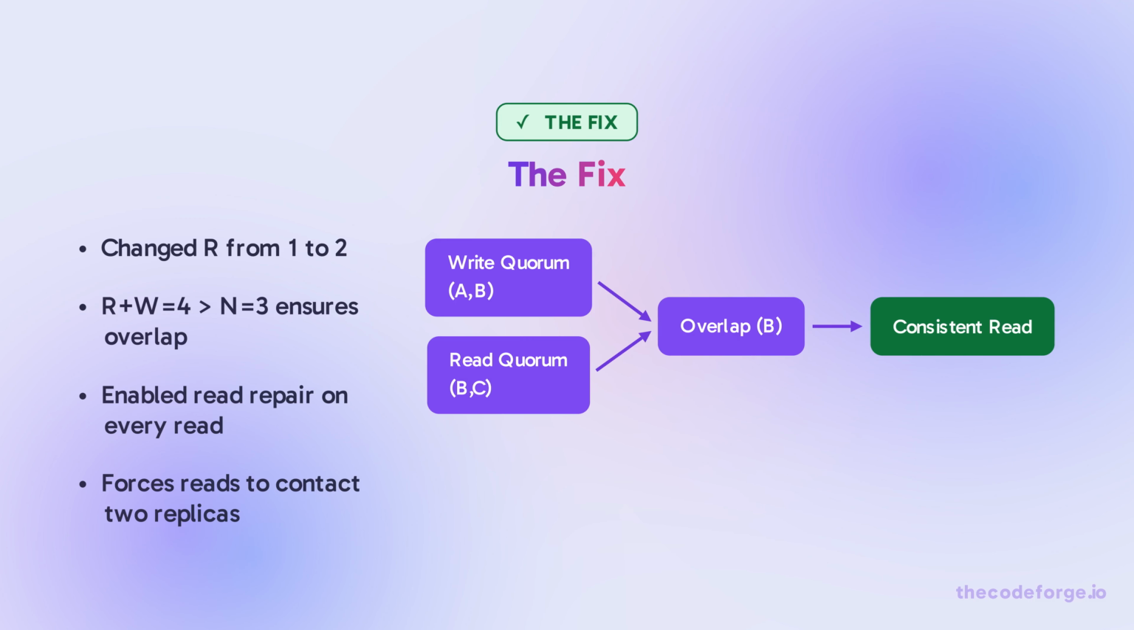The fix was to change R from 1 to 2, making R plus W equals 4, N equals 3. This forced reads to contact two replicas, ensuring overlap even during partitions. Also added read repair on every read to propagate the latest version. This resolved the incident and prevents recurrence.